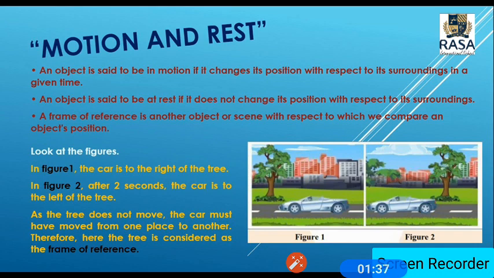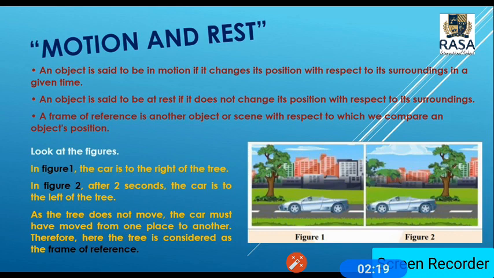So, what is surrounding, or basically the frame of reference? The frame of reference is another object or scene with respect to which we compare our object's position. It means a reference point. It can be a scene or a position, according to which we observe whether the other object is moving or not. It is known as frame of reference. Basically, in physics, everything is considered to be a point object.